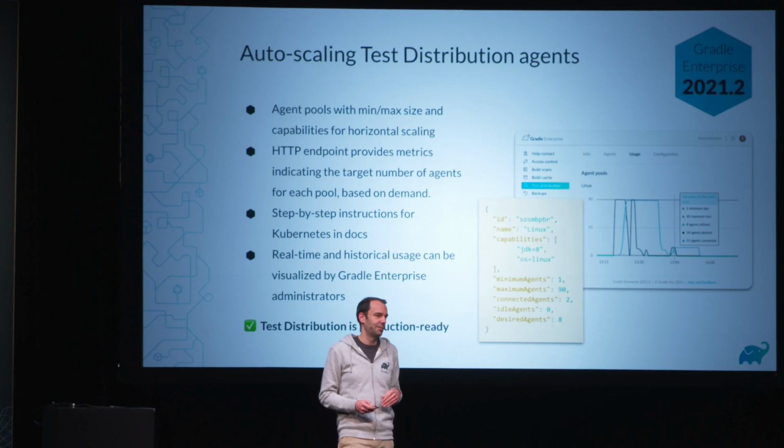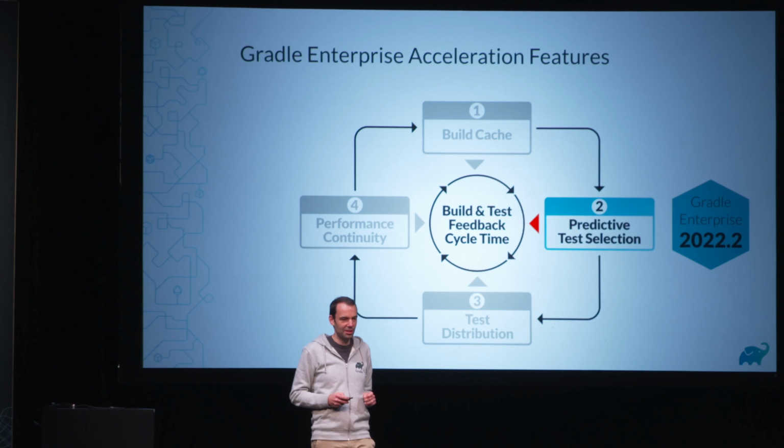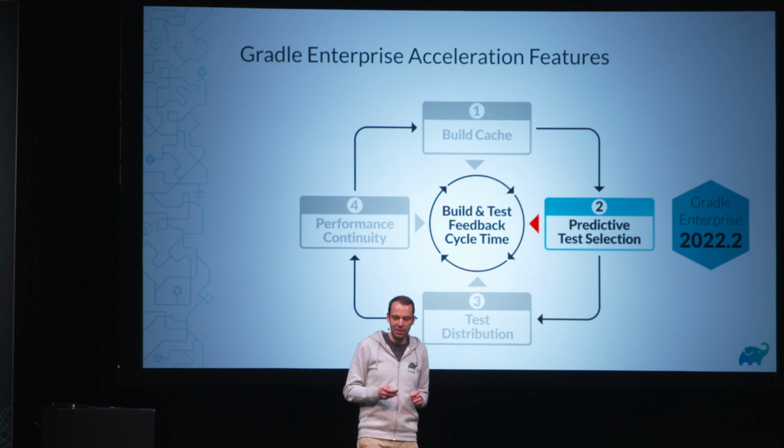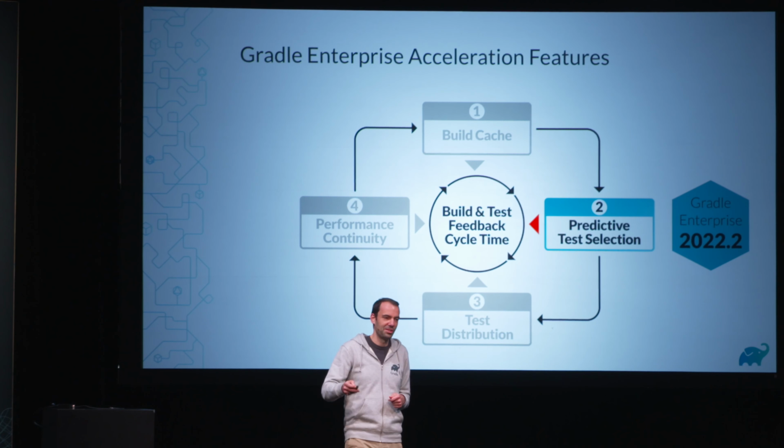That meant that we still worked on test distribution and fixed things, but we focused a little bit on something else, which is another acceleration feature of Gradle Enterprise. I'm not going to go into this very deeply. Predictive test selection. It's about selecting the right tests given a certain change set and running those, right? And it's the first step that we have in this cycle of a solution.